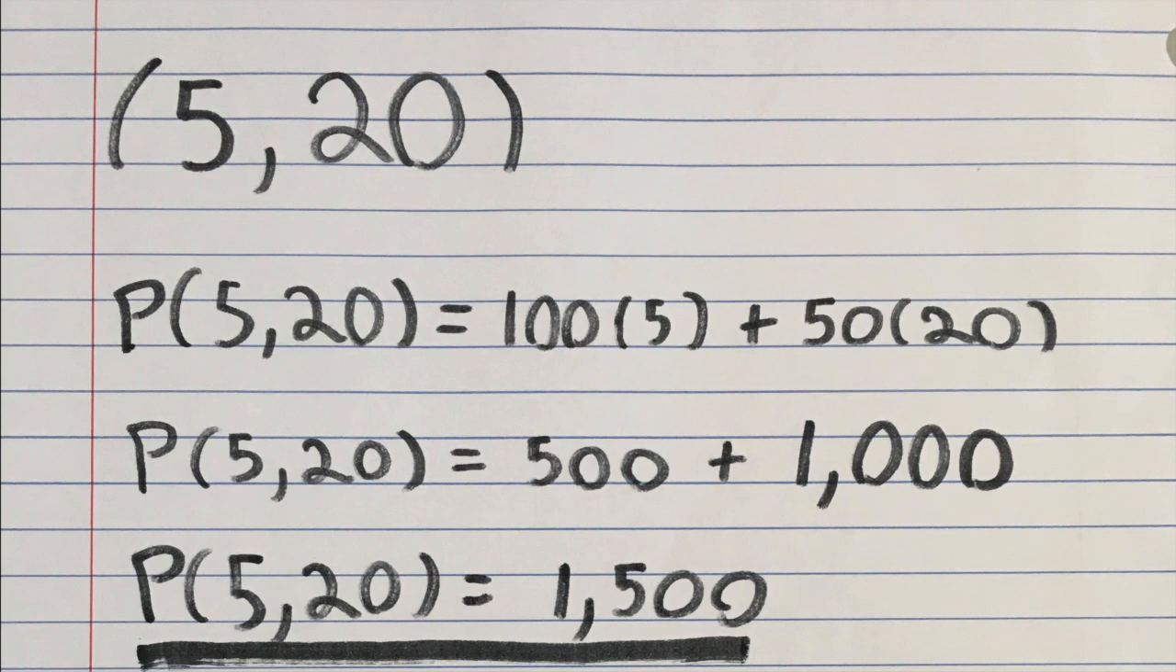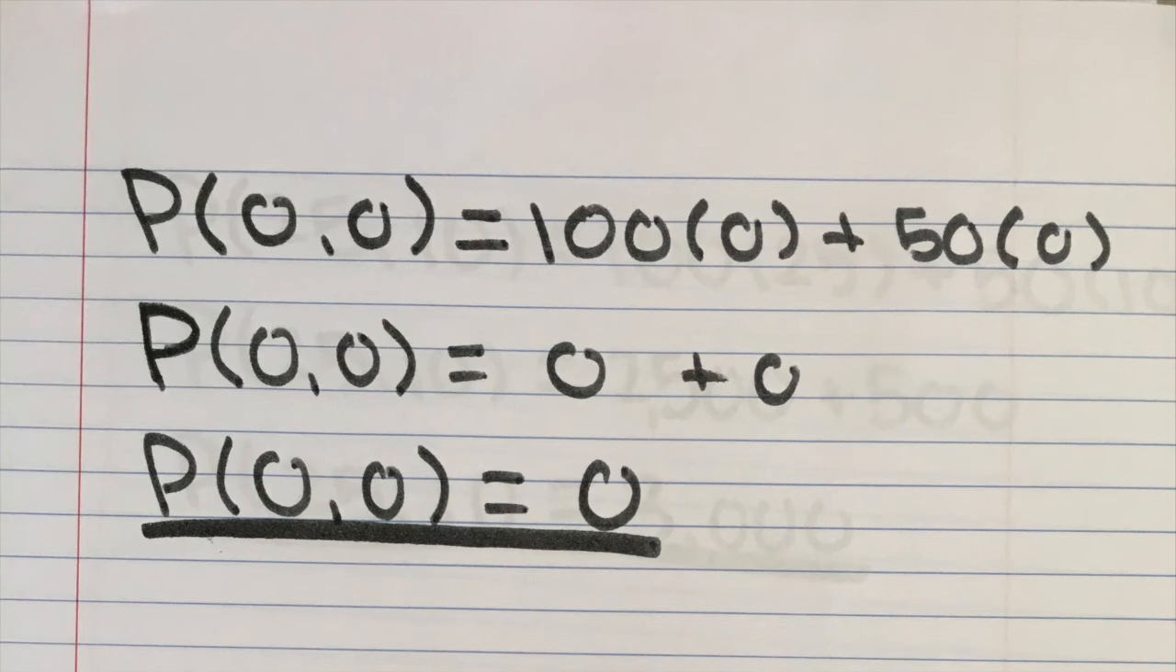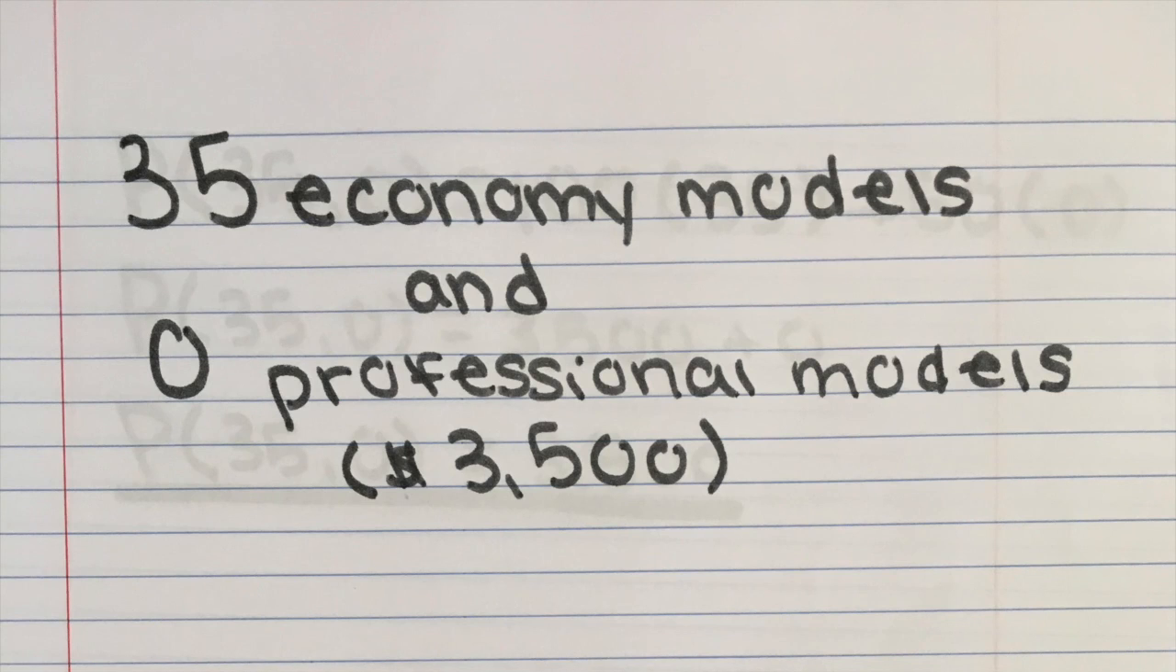which gets us $1,500. Finally, when we plug in (0, 0) to our equation, multiplying any number by 0 is going to give us 0. Therefore, our solution is $0. Out of all 5 of our corner points that we plugged into our alternate solution, we get the most money from the point (35, 0) with a grand total of $3,500. In conclusion, to gain maximum profit from the alternate solution, the company must sell 35 economy models and 0 professional models to earn $3,500.